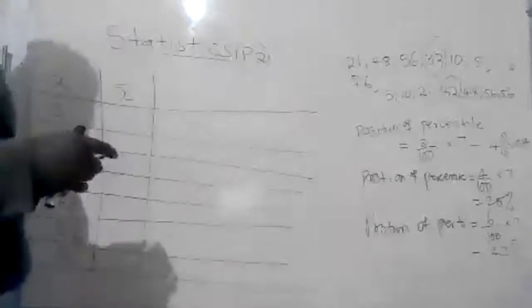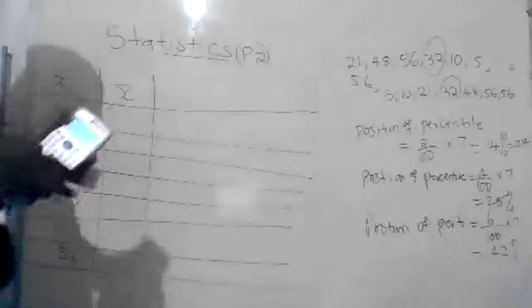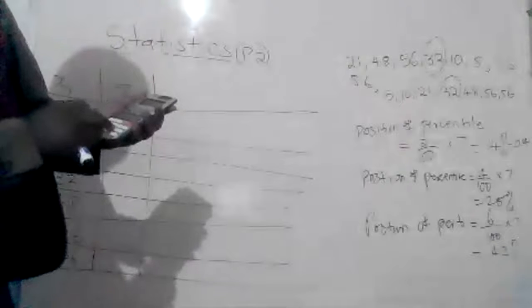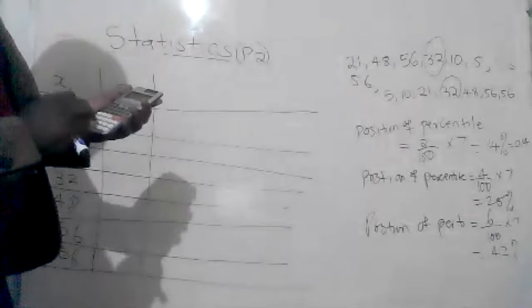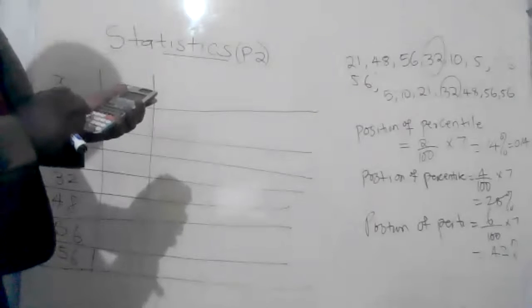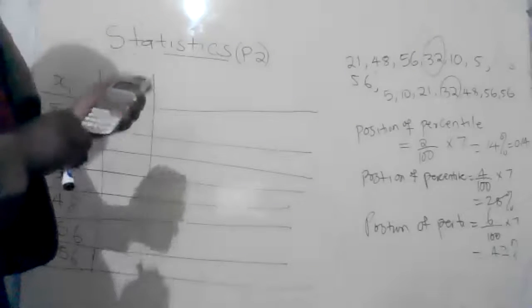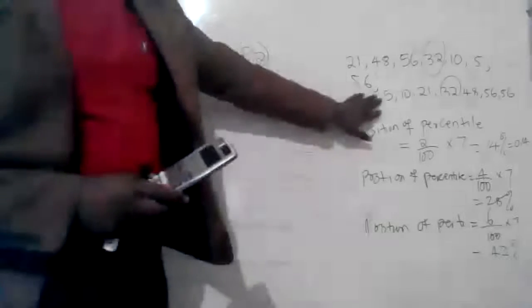Is it that formula you gave us? Yes, we use that formula. So it's the one that will help us to get the mean. That formula simply means that we have to add all these values and then divide by the total number of values. So it would be 5 plus 10 plus 21 plus 32 plus 48 plus 56 plus 56. And then when we get the answer, we divide that answer by the number of values given.